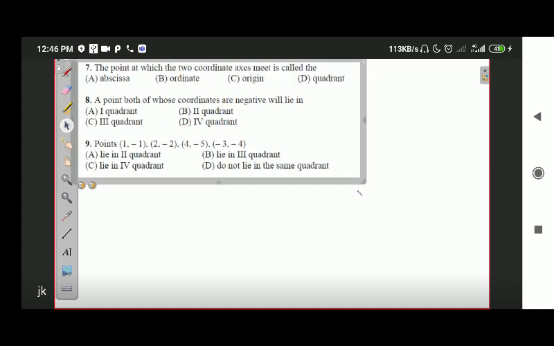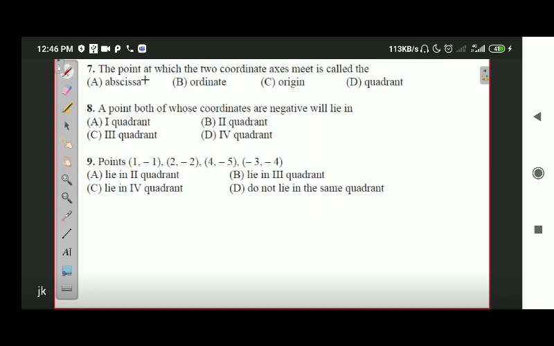Next, question number 7. The point at which the two coordinate axes meet is called the origin. The point both of whose coordinates are negative will lie on, we have minus minus coordinates, that is third quadrant.